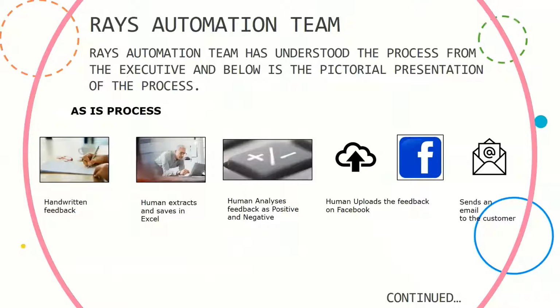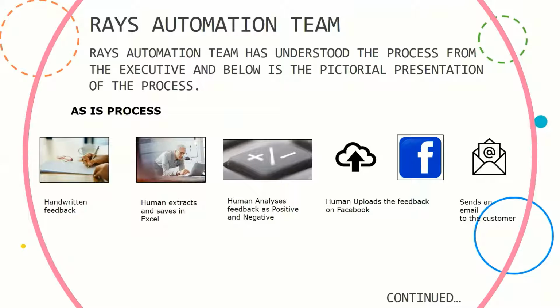Now, whilst we do this, I will take you through the as-is process. The as-is process is wherein a customer feedback form, which is a handwritten one, is extracted by a human and saved in an Excel. He then goes ahead and analyzes it as positive and negative as per his judgment.